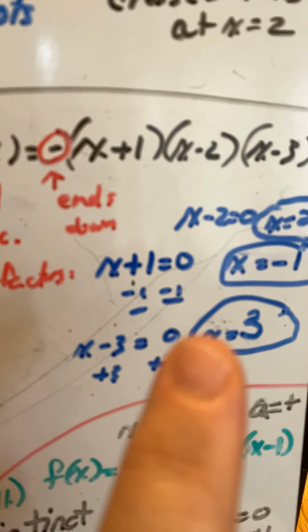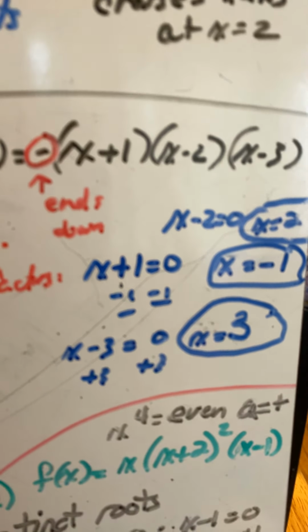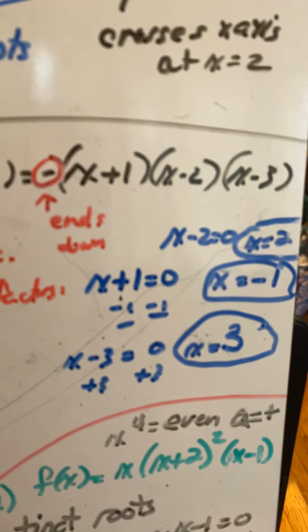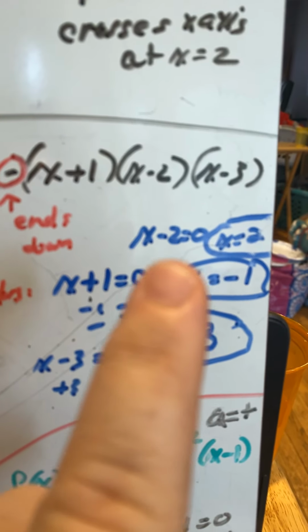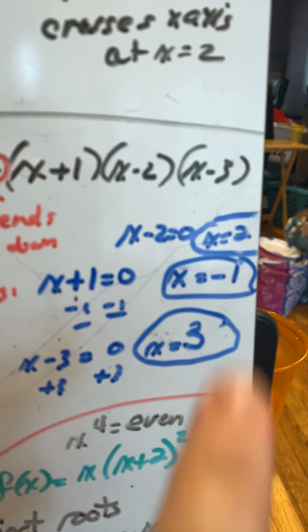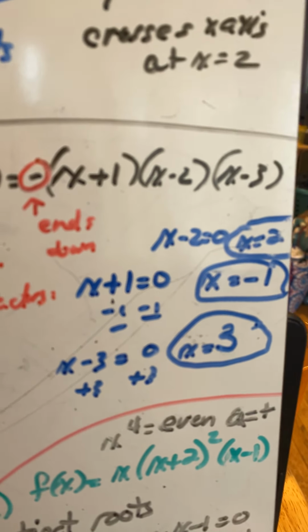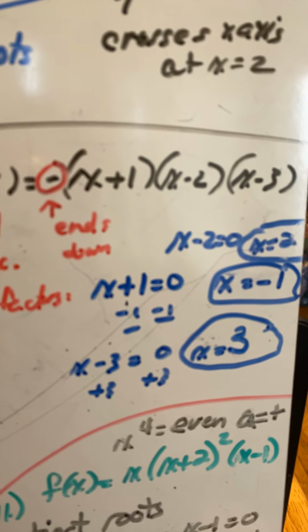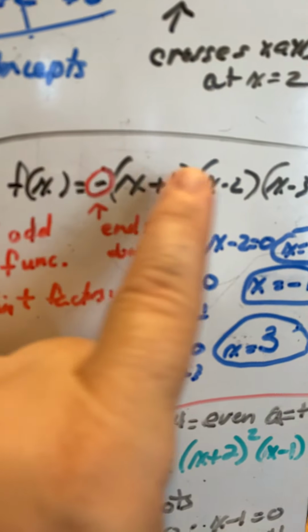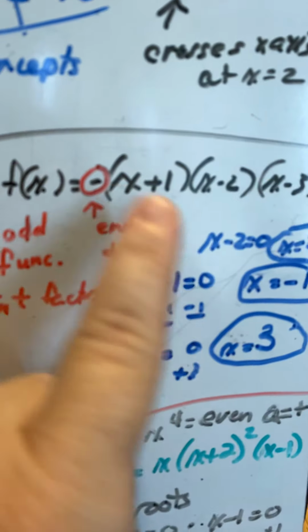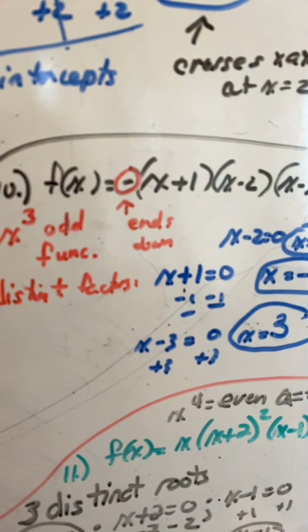I'm going to do the opposite. Inverse operations. I'm going to subtract 1 from both sides. I have another x-intercept at negative 1. X minus 2 equals 0. I'm going to add 2 to both sides. And my third x-intercept is going to be x equals 2. So we know that it crosses in all three places because none of these are repeat factors. There's no squared there.